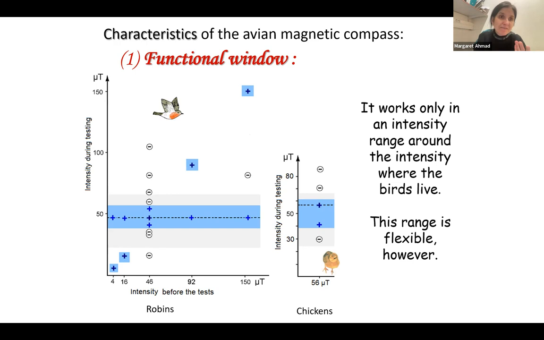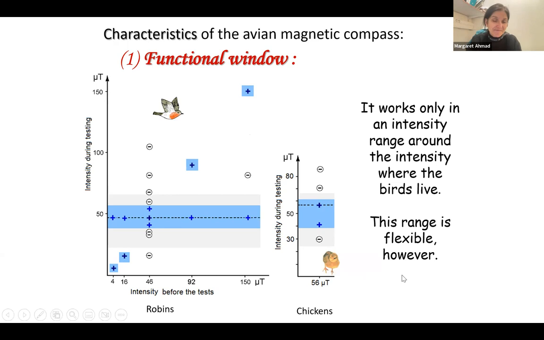And I think I'm helped by some of your former talks, because I think you actually deal with the theoretical basis for this. So it's kind of nice to be last in this series. But this was totally an empirical observation. And as you can see, as the magnetic field strength increased to 92 to 150, the birds were able to orient if you moved the magnetic field and pointed it at that intensity, but not any other. So that's what's meant by the functional window. Next slide.